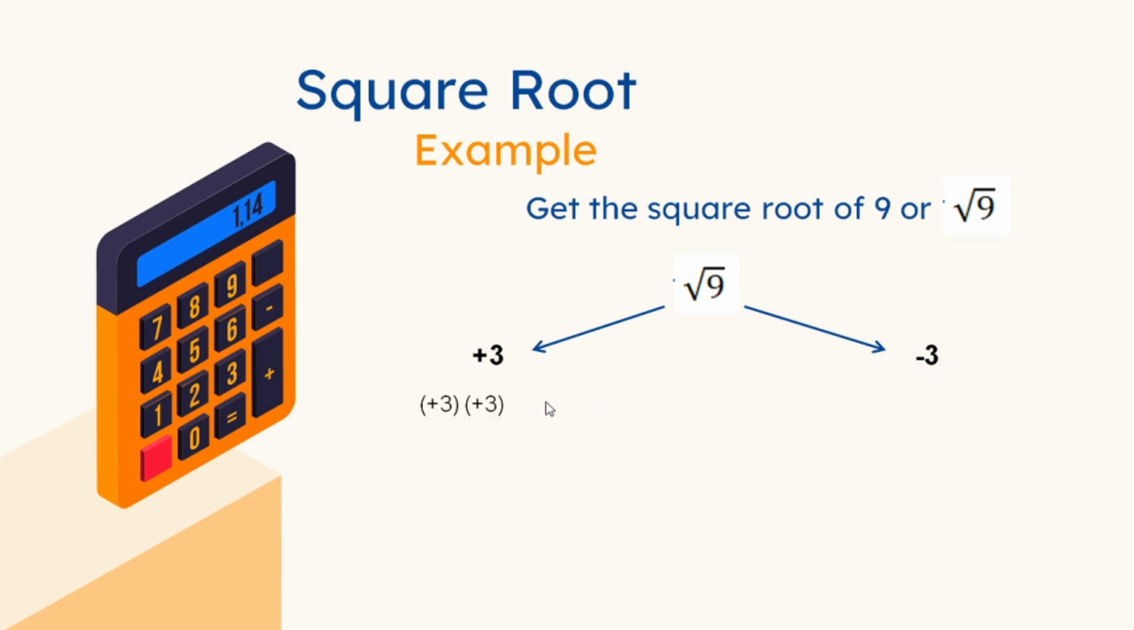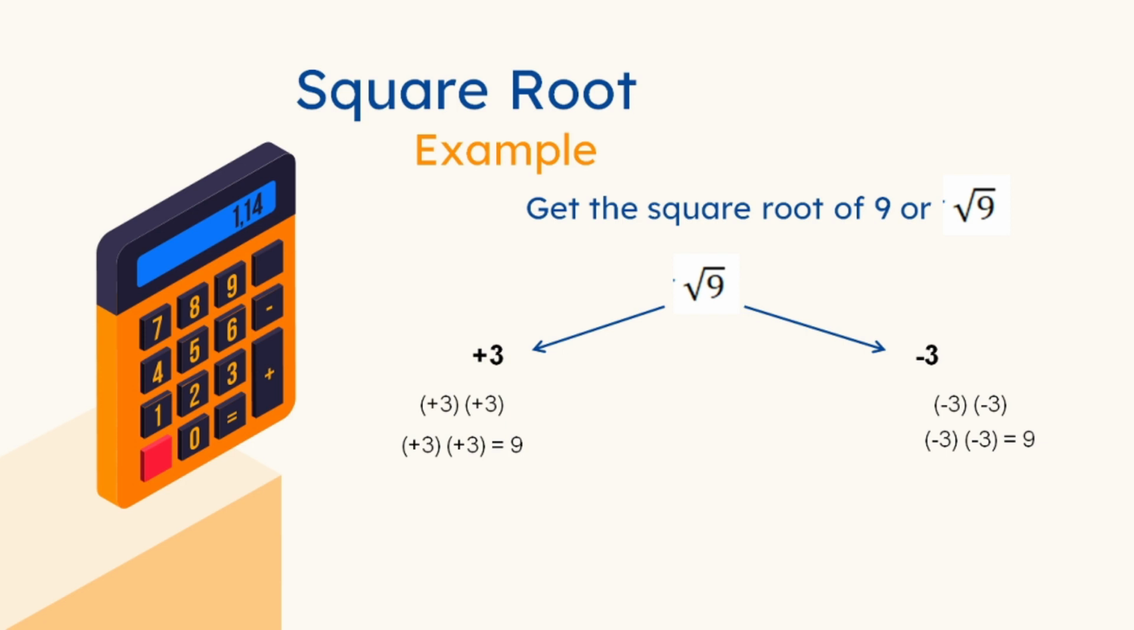Bakit? Positive 3 times positive 3, that's 9. Diba? Sabi natin, ang square root ng isang number ay pag pinag-multiply mo yung number, ang sagot is the number itself. So look, 3 times 3, 9. So meaning to say, square root of 9 is positive 3. Now, yung negative 3 din. Bakit? Let's multiply negative 3 by itself. So, negative 3 times negative 3, ang sagot ay 9 din. Positive 9. Kasi negative number multiply by negative number, the answer is positive integer or number. So, ibig sabihin, negative 3 times negative 3 is 9. Square root of 9 is positive 3 and negative 3.